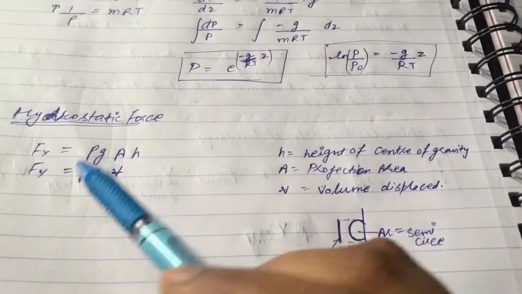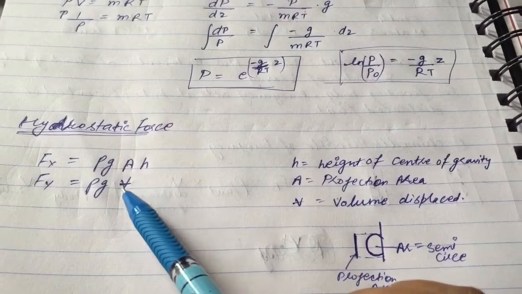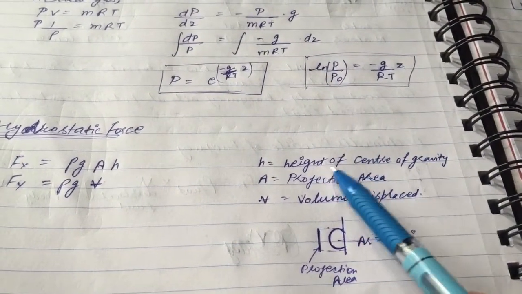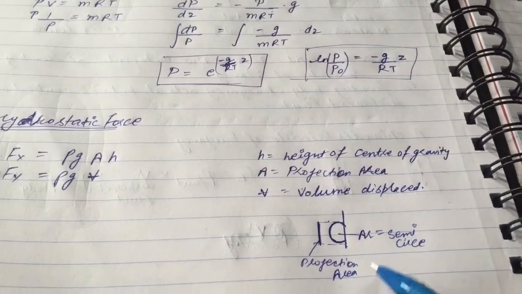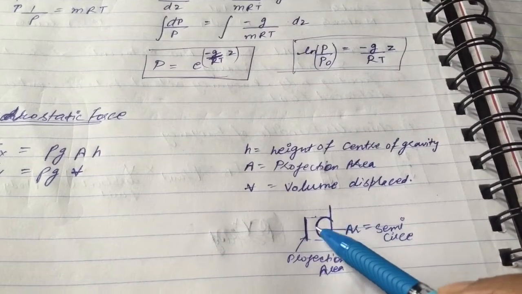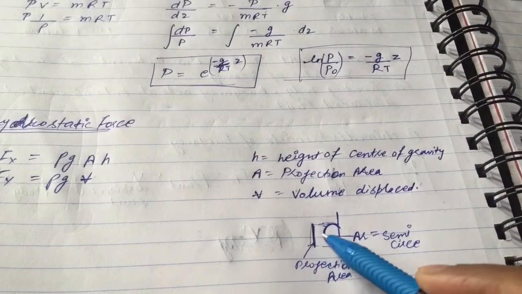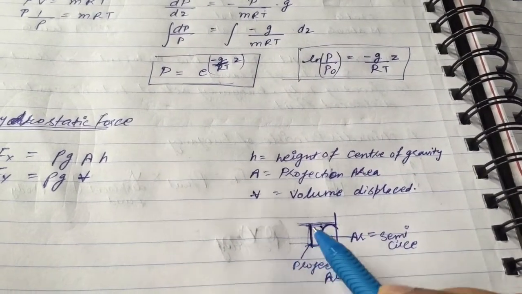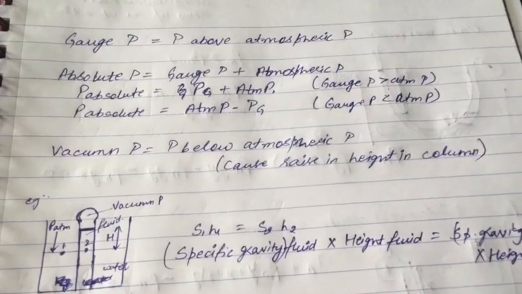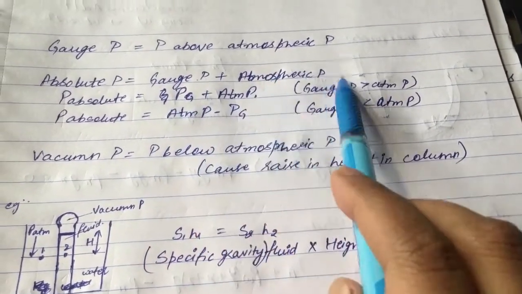Then we have hydrostatic force, which states that force in x direction is rho g A h and in y direction is rho g V, where h is the height of center of gravity, A is projection area, and V is volume displaced. Basically, projection area is like, if we have a semicircle, its area would be the area of the semicircle, but the projection area is the whole area that it is projecting. Next we have gauge pressure. Gauge pressure is pressure above atmospheric pressure. Absolute pressure is gauge pressure plus atmospheric pressure.